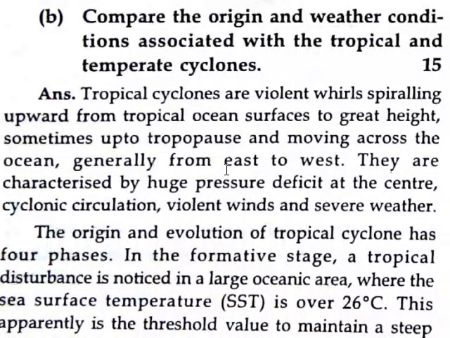Tropical cyclones are violent winds spiraling upwards from the tropical ocean surface to great height, sometimes up to the tropopause, and moving across the ocean, generally from east to west.